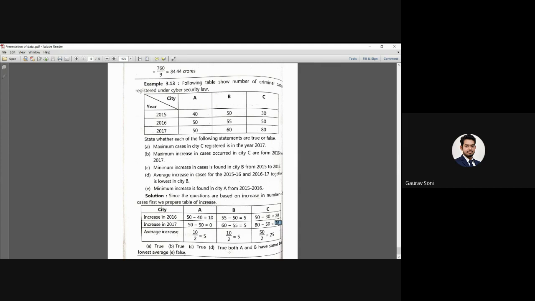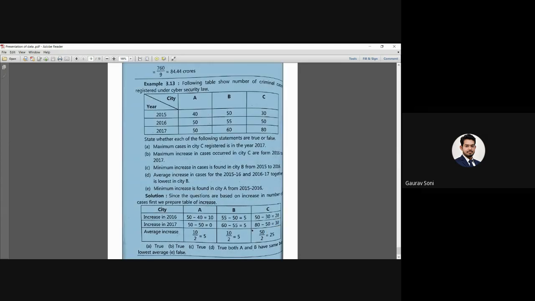So now looking at this table, we will be able to answer. Maximum increase in cases occurred in city C from 2016 to 2017. The increase in 2017 was 30. If you look at the increase in the year 2016, it was 20. So which is the highest, of course. So that is true.